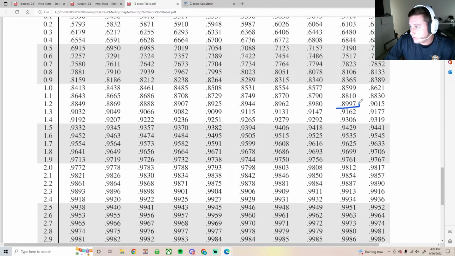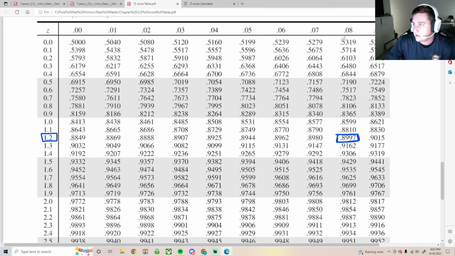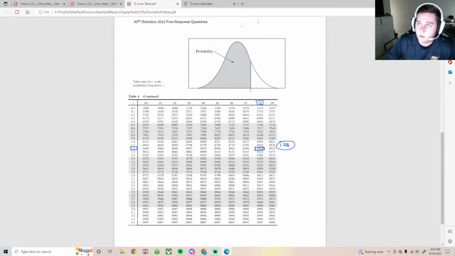I think this number right here is our winner. 0.8997 is closer to 0.9 than 0.9015. So this right here, winner, winner, chicken dinner. We need to find the z-score associated with that. So we read from the side, positive 1.2, and then we read the top, 0.08. So the 90th percentile would be 1.28. That is your z-score to reach that place. So you can read the table forwards and backwards. And it's very helpful.